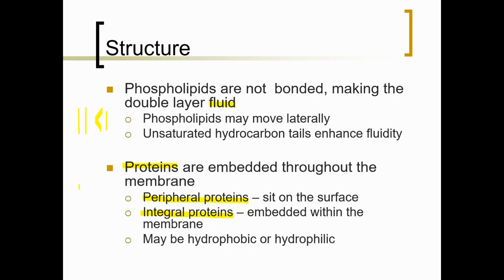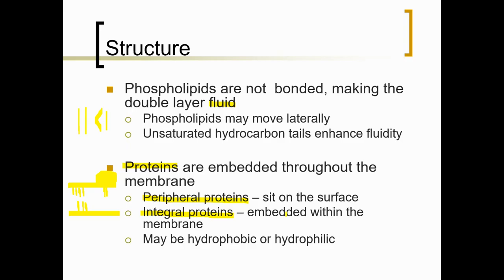Now, two general categories of proteins that you can see in the membrane are your peripheral and your integral. If you have your membrane here, you've got your heads on the outside, you've got your tails on the inside, you kind of have this basic structure going on. When you're talking about your proteins, a peripheral protein just kind of sits on the side. So it's going to be on one side or the other of the membrane.